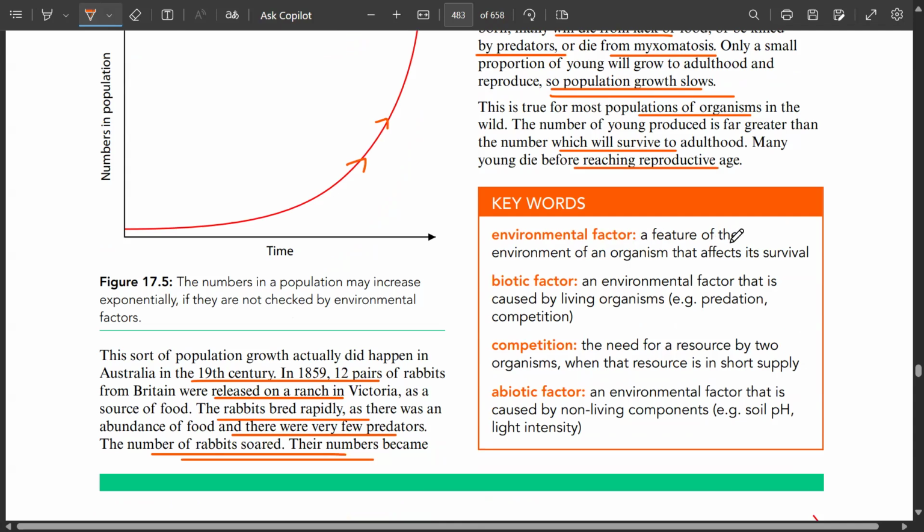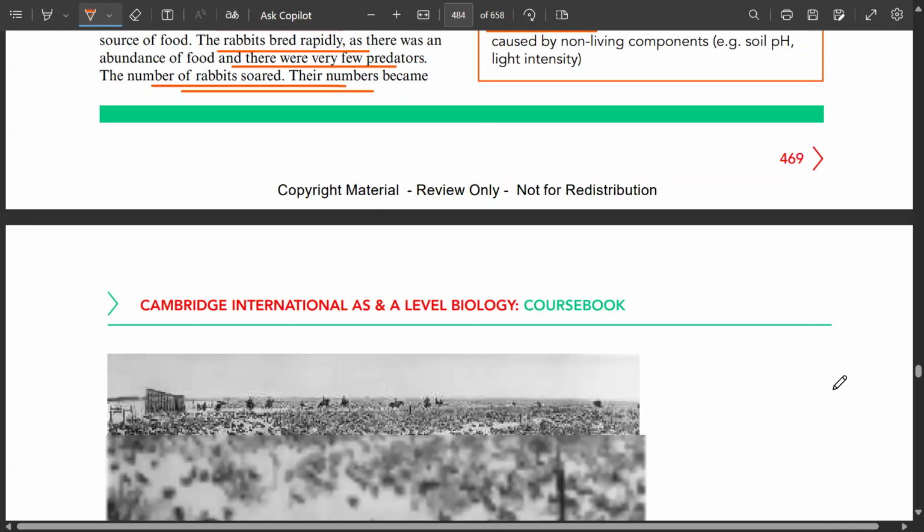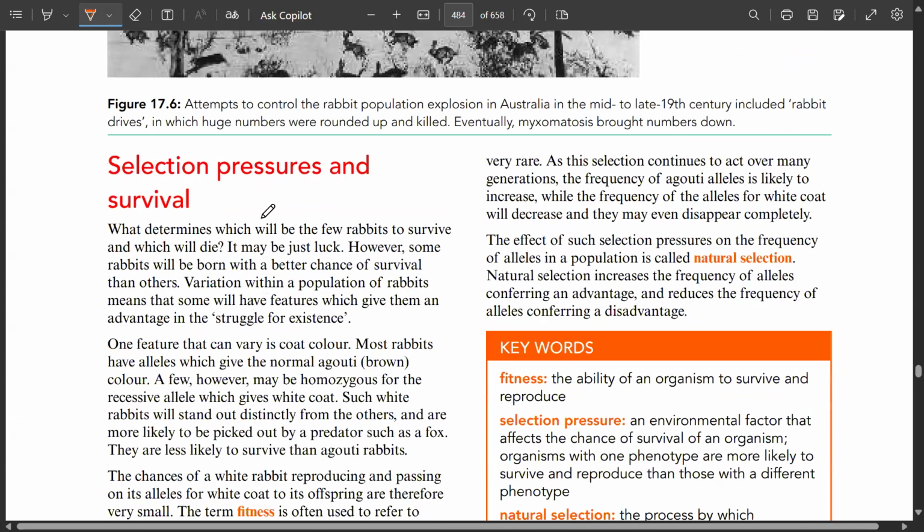Environmental factor is a feature of the environment of an organism that affects its survival. Biotic factor is an environmental factor that is caused by living organisms. Competition is the need for resource. दो plants आपस में compete कर सकते हैं for sunlight. And abiotic factor are any other environmental factor जैसे कि light intensity, availability of carbon dioxide या फिर वो soil pH भी हो सकता है.